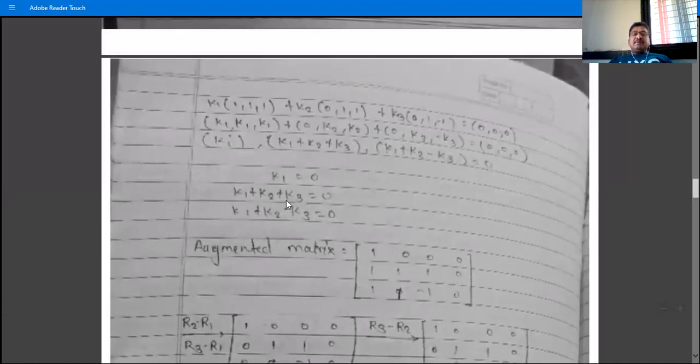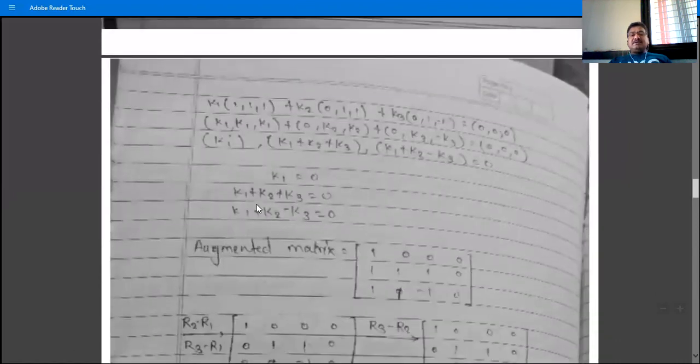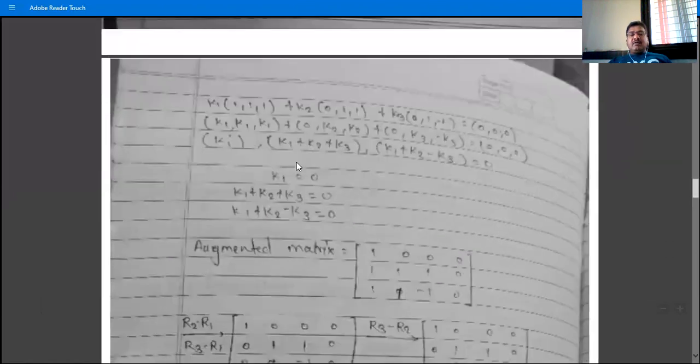If all these K1, K2, K3 are equal to 0, then these three vectors are linearly independent. After solving this system, if K1 is 0, K2 is 0 and K3 is 0, then we say these three vectors are linearly independent. And if out of K1, K2, K3 at least one is not equal to 0, then we say these three vectors are linearly dependent.